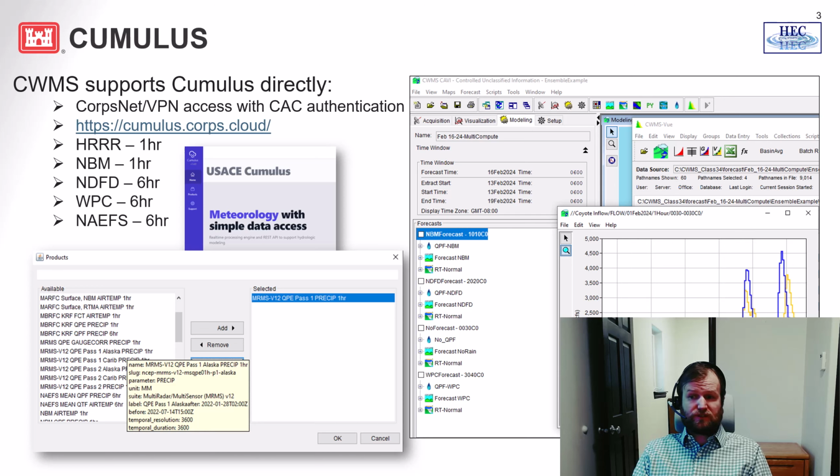So one approach to introduce additional variability and uncertainty into a SWMS forecast is to include multiple sources of precipitation data. As you can see here on the slide, some of the available forecasted precipitation products include the National Blend of Models, the NDFD, the WPC, and the NAEFS.